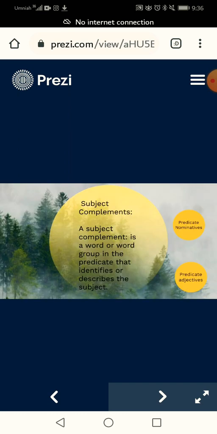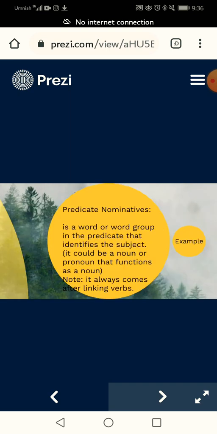Moving to subject complements. Now, a subject complement is a word or word group in the predicate that identifies or describes the subject. We have predicate nominative and predicate adjectives. Let's start with the predicate nominative. Now, a predicate nominative is a word or word group in the predicate that identifies the subject.